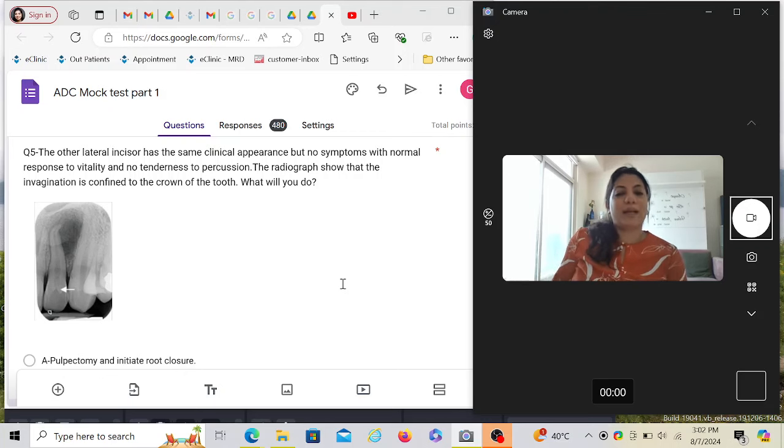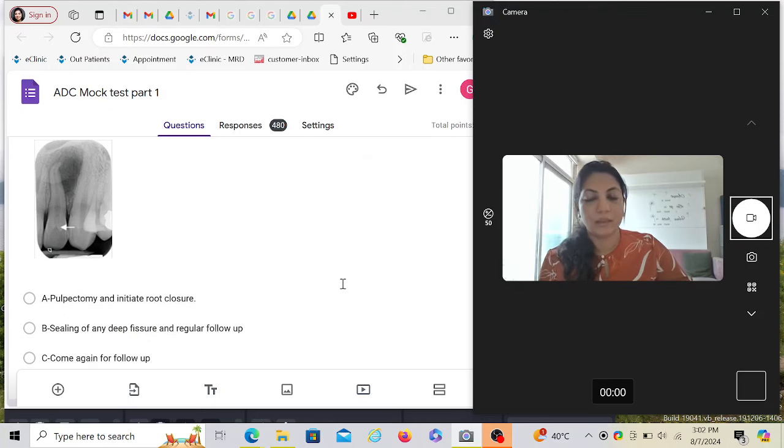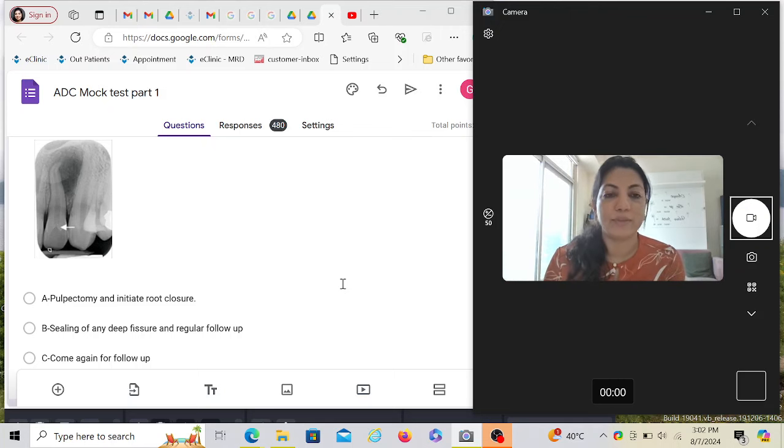So, you know what happened to the other lateral incisor. It went problematic. So, what will you do to this tooth? Pulpectomy and initiate root closure? No. If the tooth is healthy, why do you want to touch the pulp? Sealing of any deep fissures and regular follow-up? Yes. See, fissures and pits are the main issues.